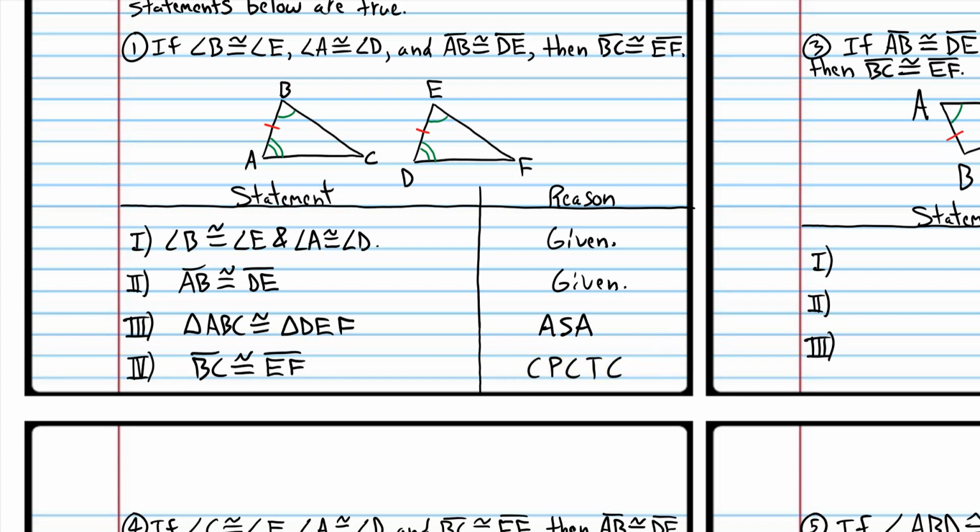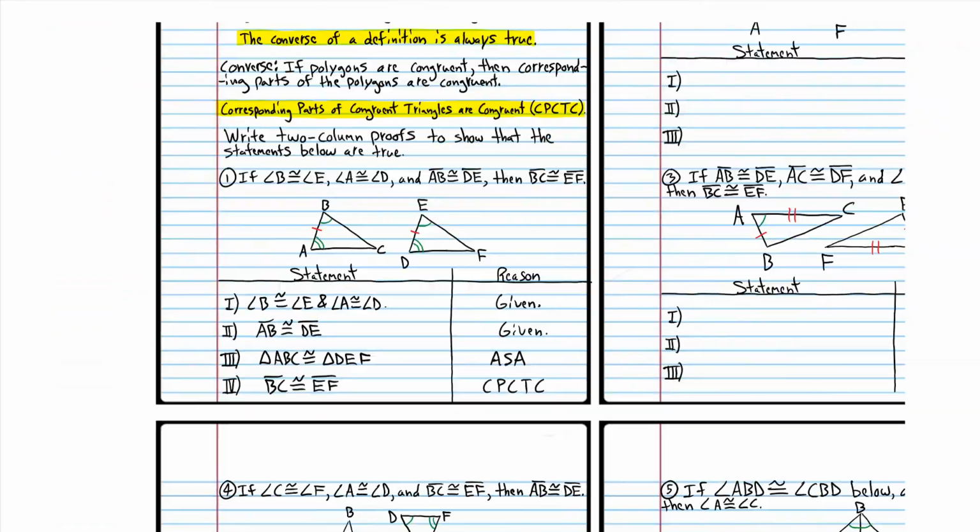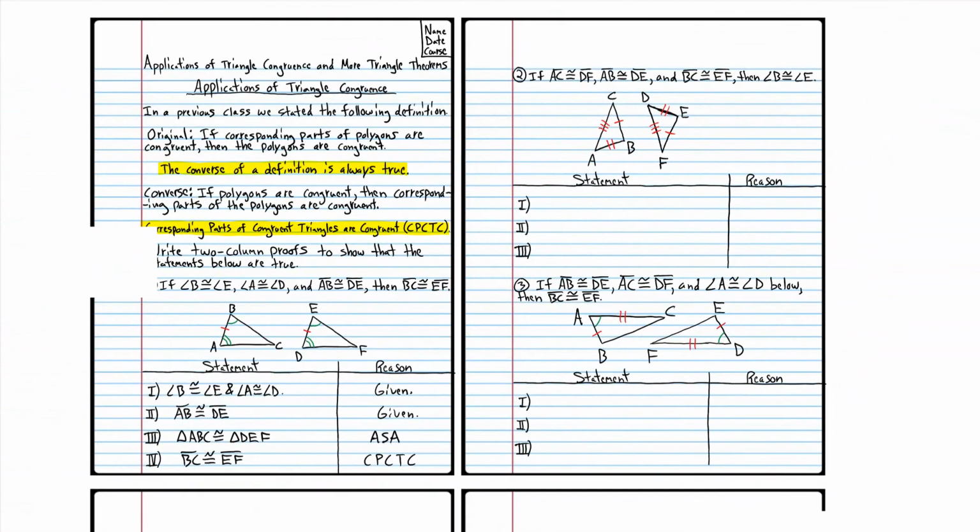You want to explain a little bit more, so you have to explain the converse of the definition of congruent triangles, and that is, if triangles are congruent, then corresponding parts are congruent. But we don't want to have to write all that out, so we just write CPCTC. All right, let's get on with the next problem. We're going to do one more of these before you try one on your own.